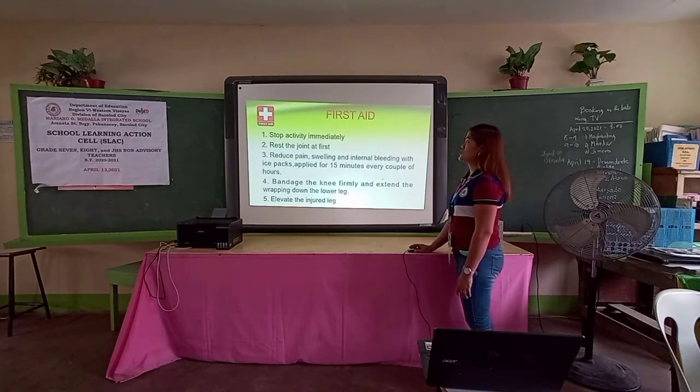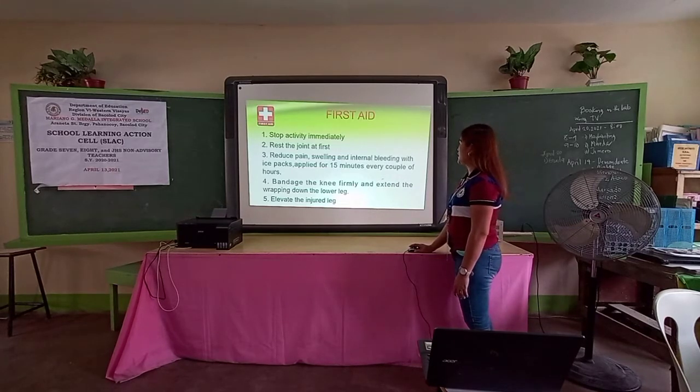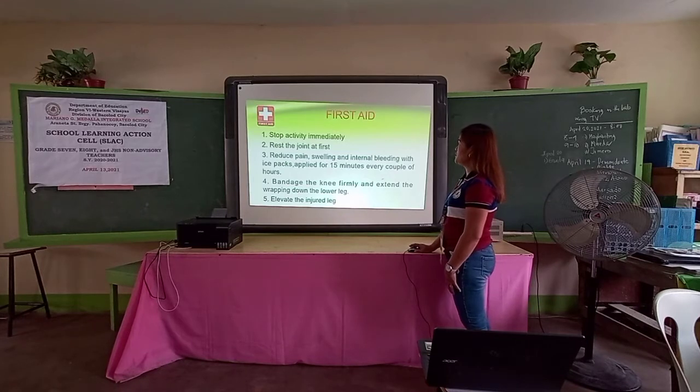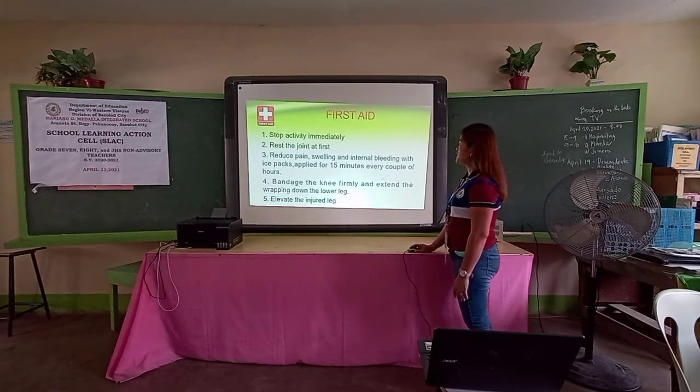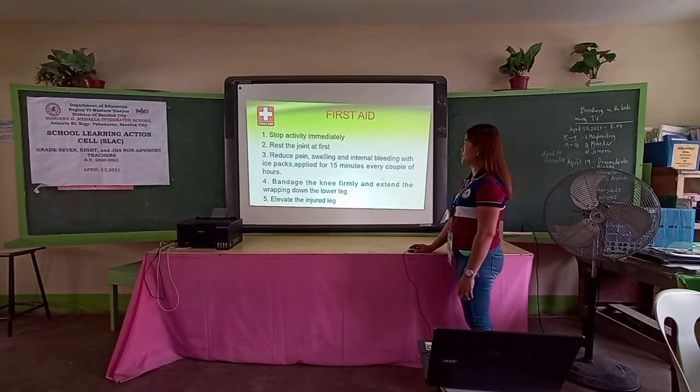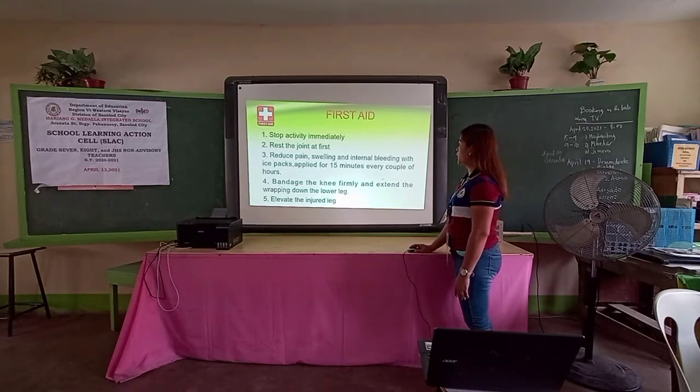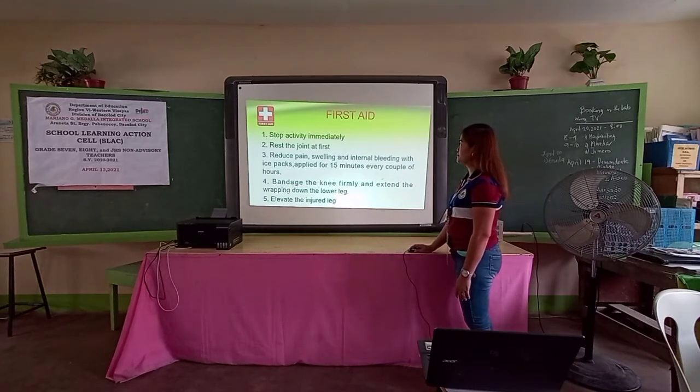First aid. Stop activity immediately. Rest the joint at first. Reduce pain, swelling, and internal bleeding with ice packs applied for 15 minutes every couple of hours. Bandage the knee firmly and extend the wrapping down the lower leg. Elevate the injured leg.